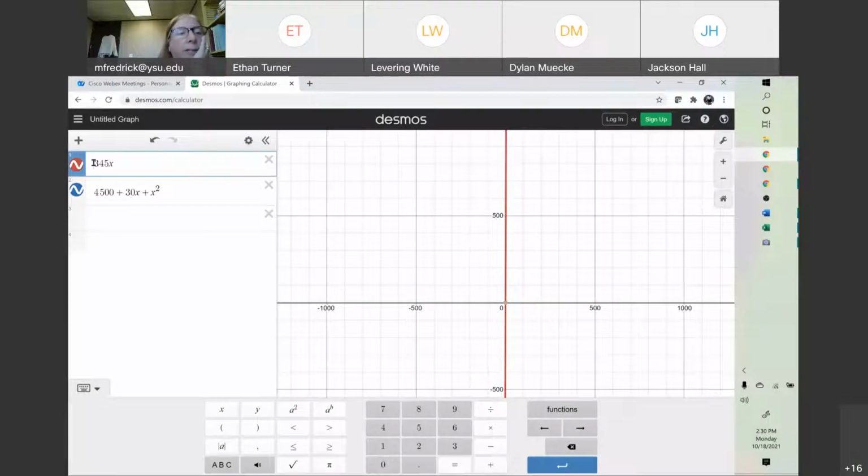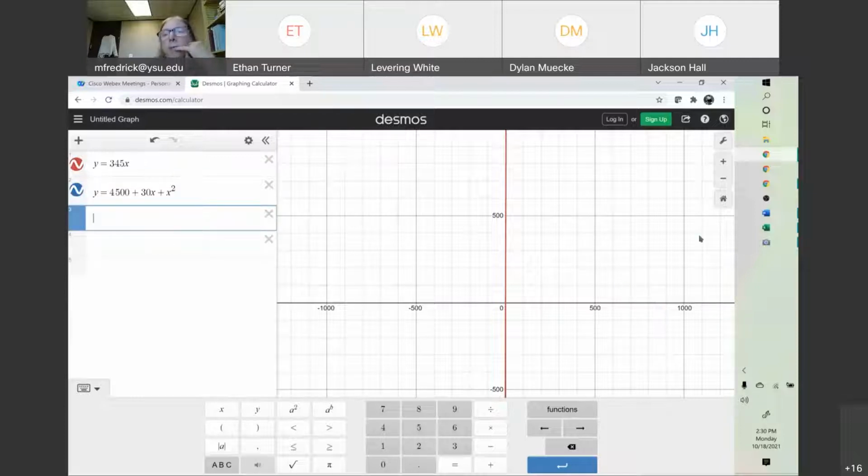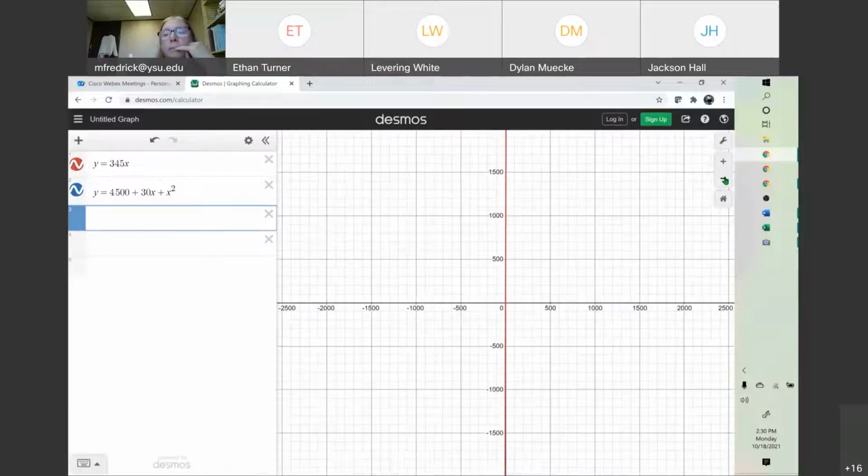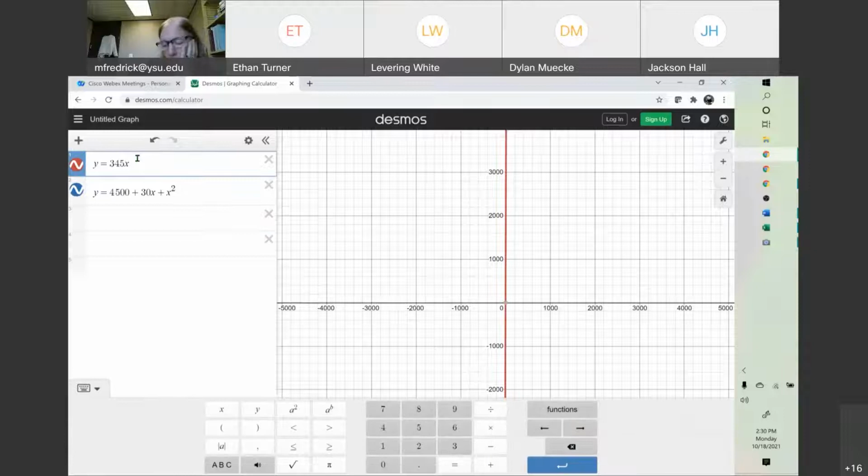Oh, I forgot the y equals. You need to put y equals on this. I'm so used to the TI-84, you don't need it. Still not putting. Why isn't it putting?